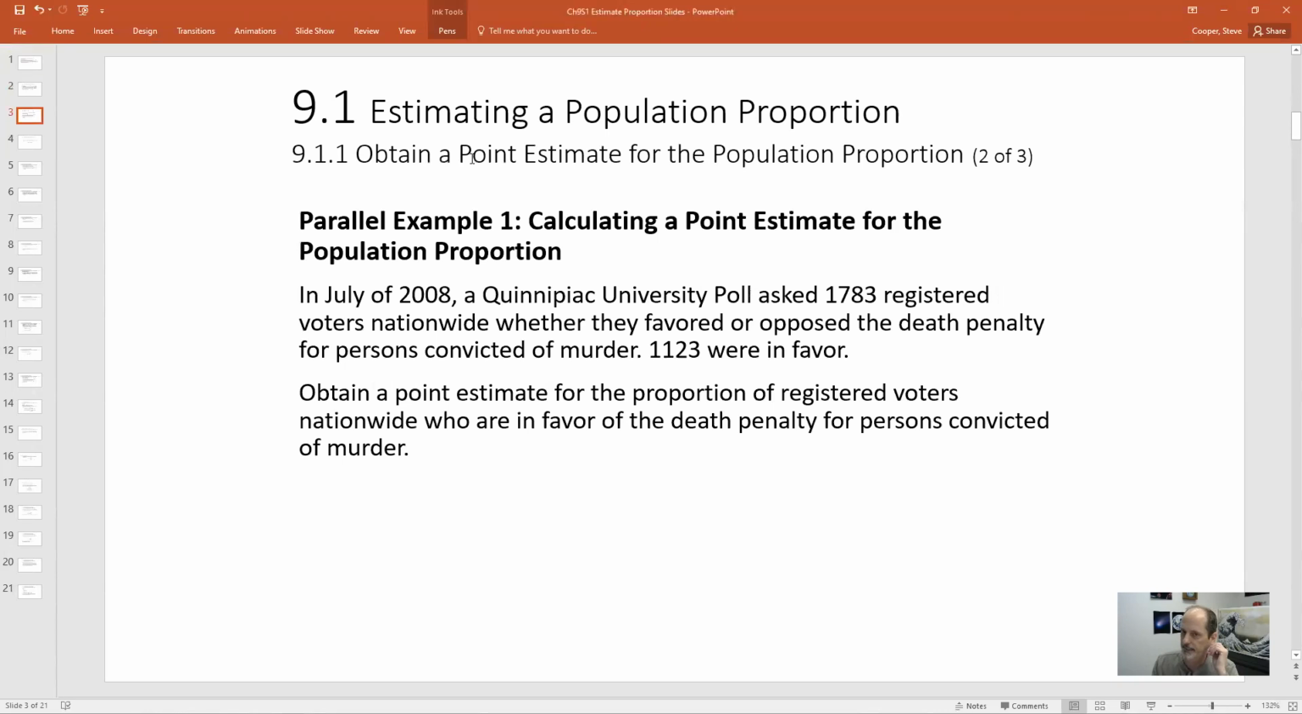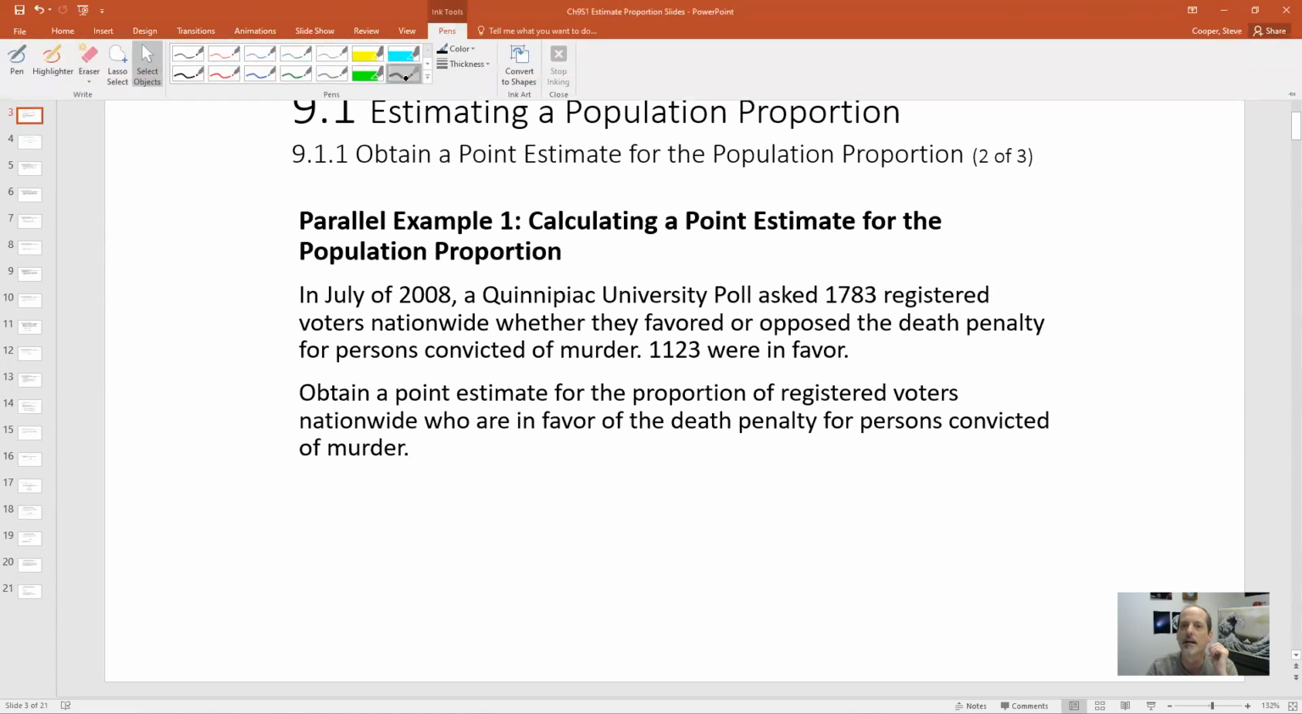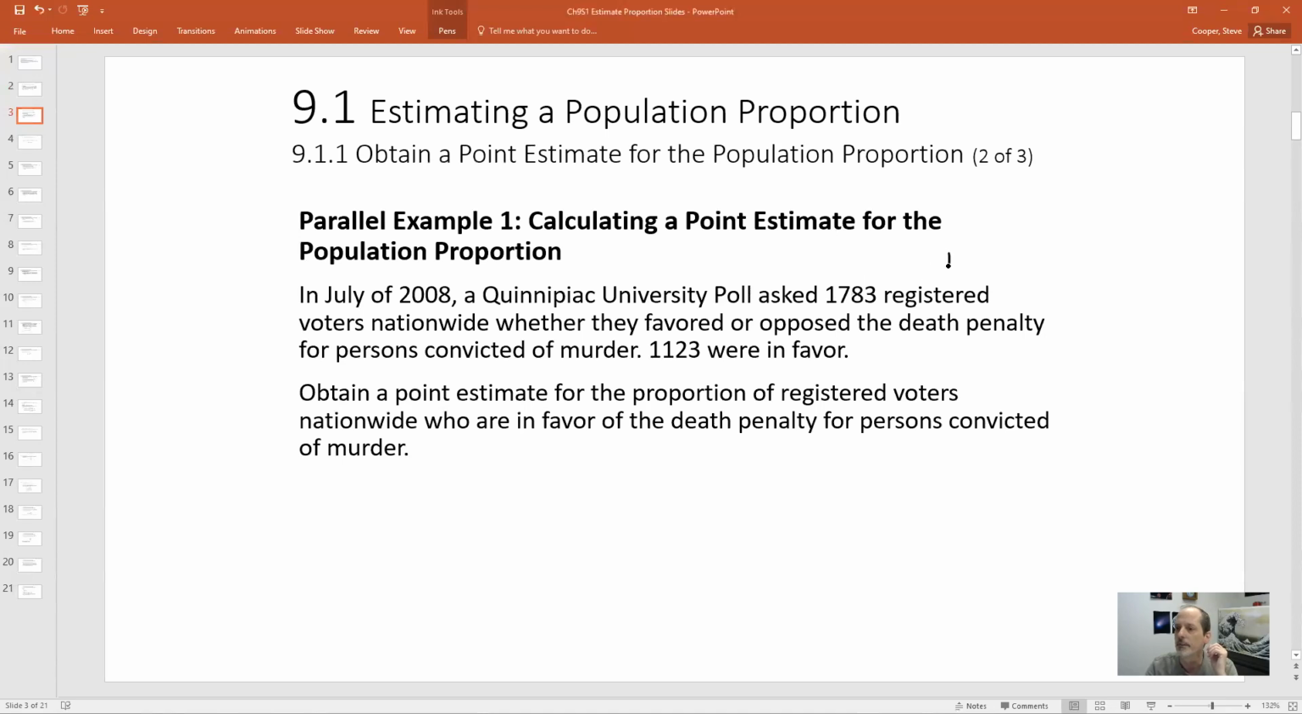All right, so let's look at an example here. We're going to calculate the point estimate. In July of 2008, a Quinnipiac University poll asked 1,783 registered voters nationwide, so that's n, the sample size, whether they favored or opposed the death penalty for persons convicted of murder. And out of these 1,783, 1,123 were in favor. So that was the number in favor.